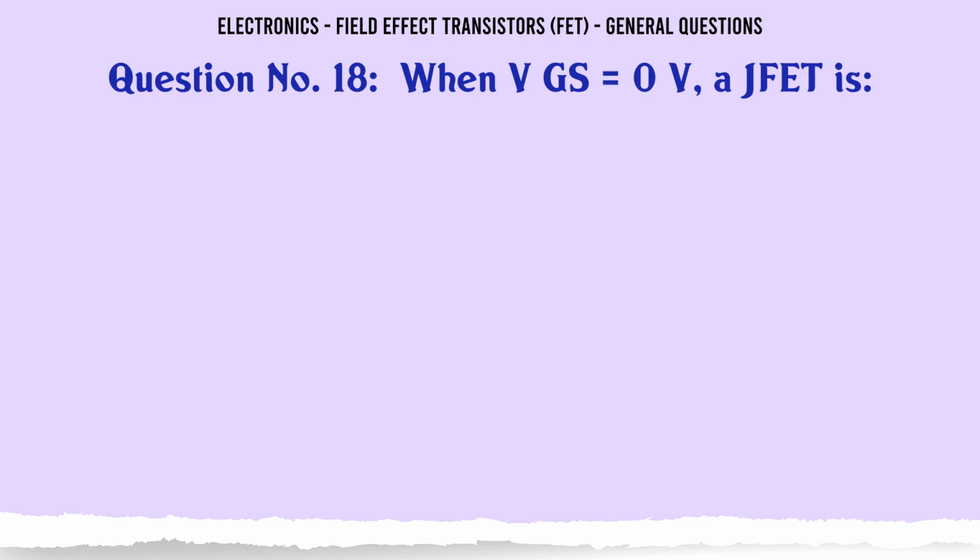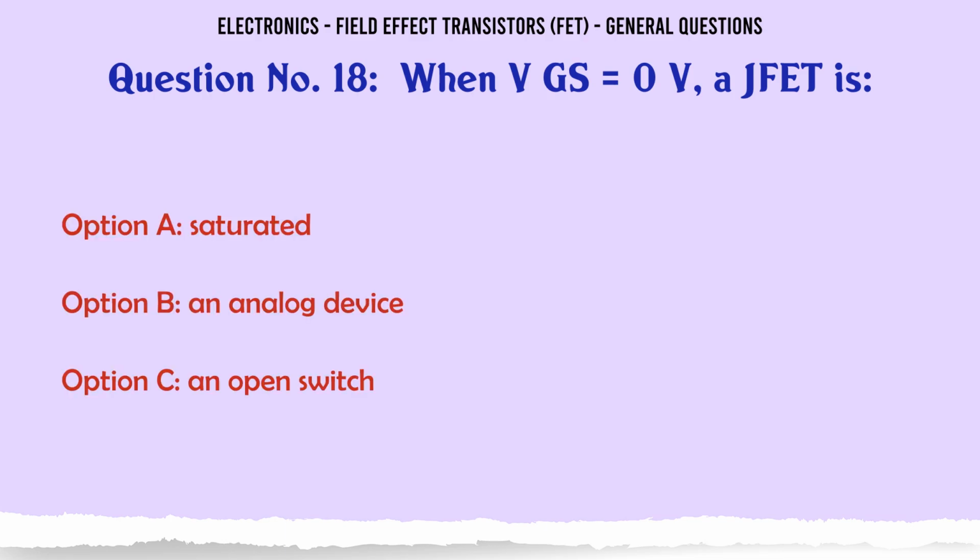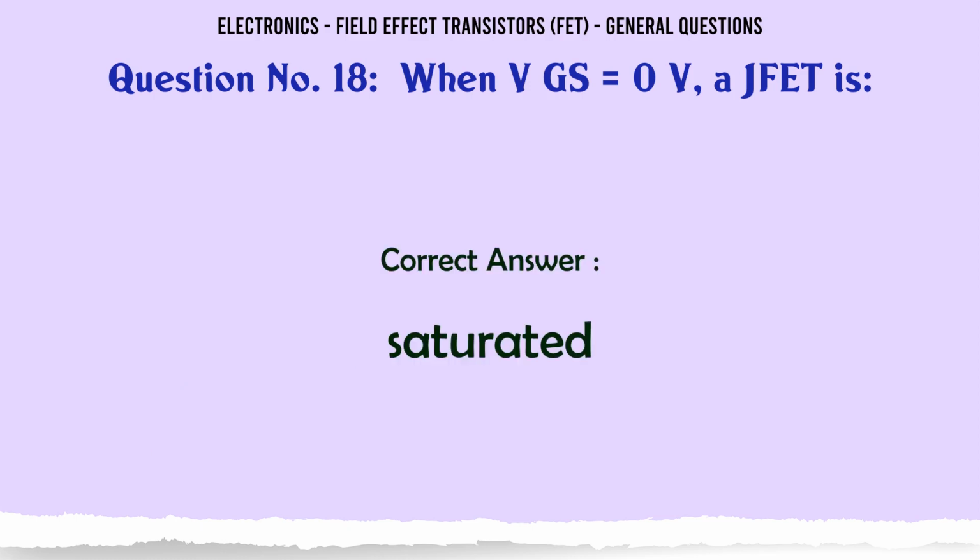When VGS is 0 V, a JFET is A. saturated, B. an analog device, C. an open switch, D. cut off. The correct answer is saturated.